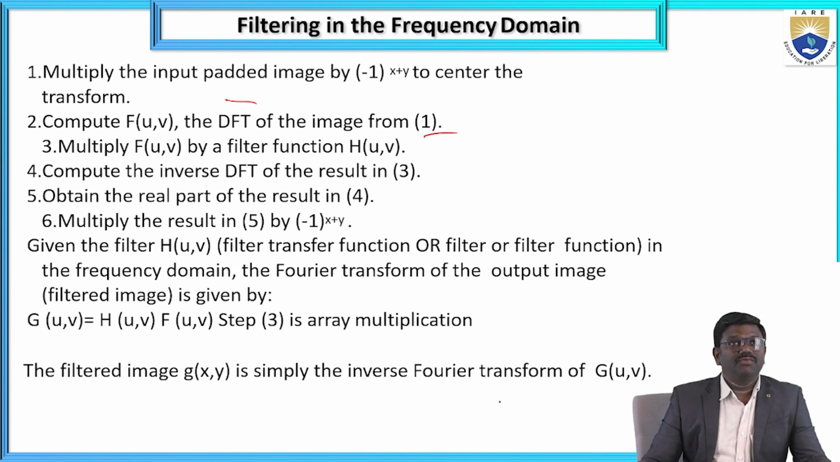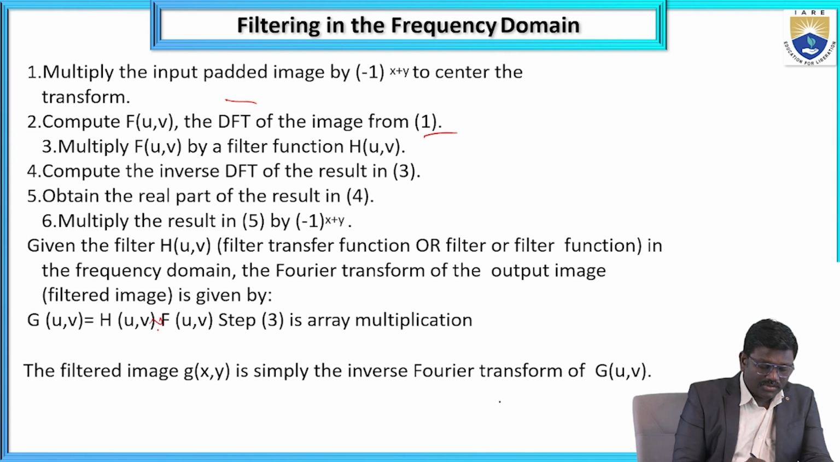And the fourth step, which we concentrate on, is to compute the inverse DFT of the result from step number 3. Then we obtain the real part of the result, as obtained in step number 5. So step number 6, multiply the result in step 5 by -1. Given the filter H of u comma v, that is the filter transfer function or filter function in the frequency domain, the Fourier transform of the output image, the filtered image, is given by G of u comma v equals H of u comma v F of u comma v.